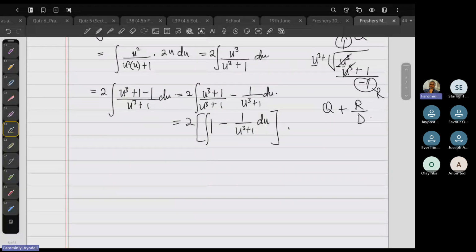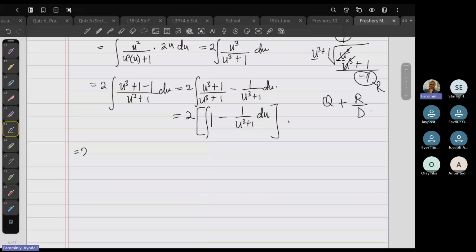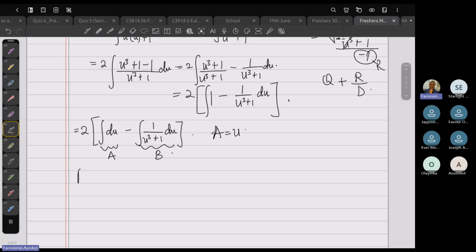So this is now 2 of the integral of 1 minus the integral of 1 over u cubed plus 1. So that is A and B. The integral of A is just u, because the integral of 1 is u. But consider B. Now that is where it becomes interesting. 1 over u cubed plus 1 du.